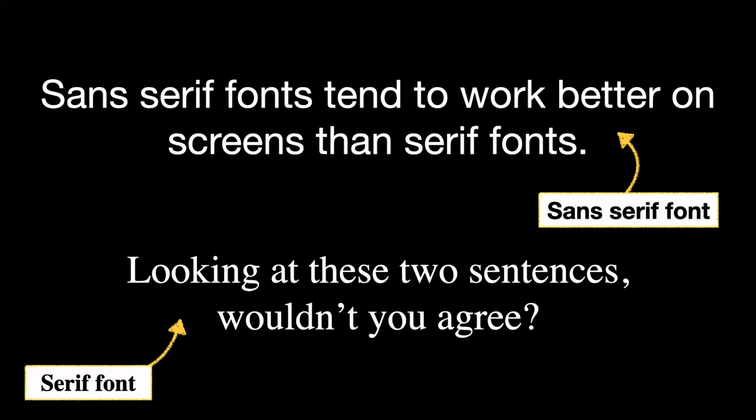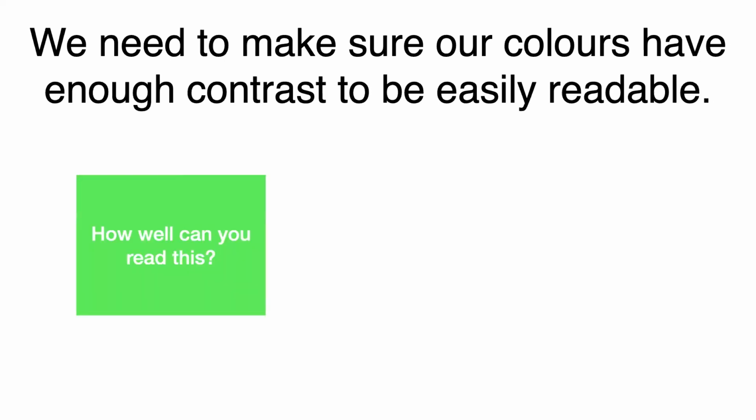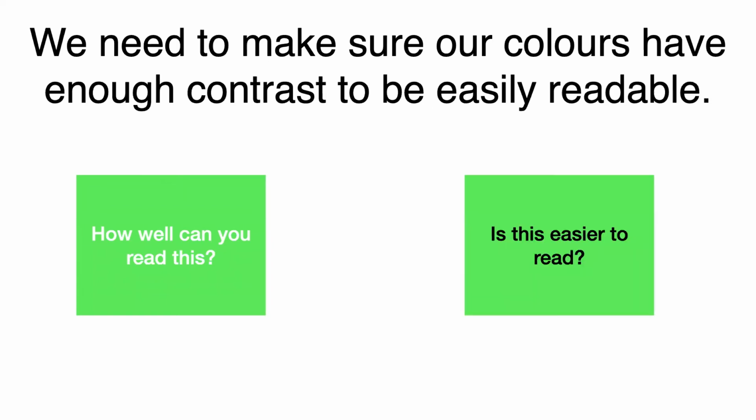And on that note, we need to make sure that our font and our colors have enough contrast to be easily readable. This is really important, not only if someone is colorblind, but for any audience member. So I'll ask you right now: how well can you read this? Can you read that in that lime green square? Well, is that easier to read? Probably. And so what's the difference?